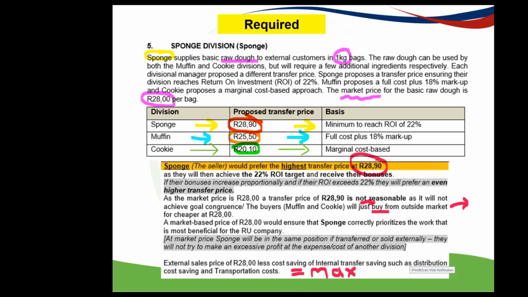So when we're looking at what Sponge suggests, he suggests 28 Rand 90. But in the question, we saw that we can externally buy this raw dough at 28 Rand. So definitely muffin and cookie would not buy from Sponge if they sell it to them at a higher price. They would then go and buy it from the market at 28 Rand. So the very maximum price is 28 Rand for a bag, because otherwise we just go externally. And then we'll even have to deduct some savings, if there are any.